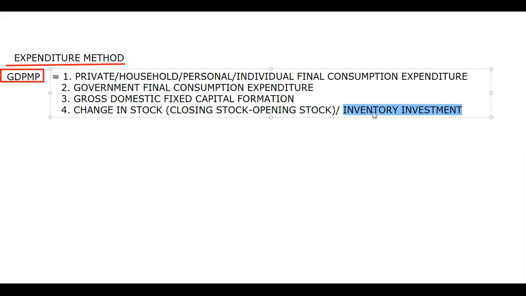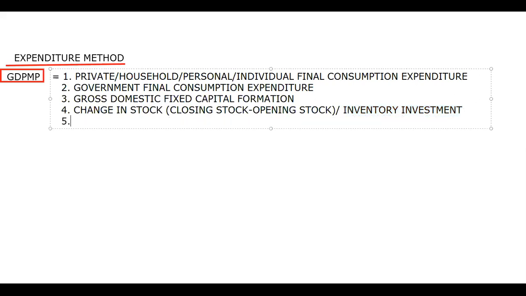Inventory investment मतलब firm ने जितना investment stock पर किया. So third point was firms का expenditure on fixed asset. Fourth is firms का expenditure on current asset. So if change in stock is directly given in question, then we can take change in stock. Otherwise we can even calculate it by closing stock minus opening stock. And change in stock is also known as inventory investment. I hope this is clear.